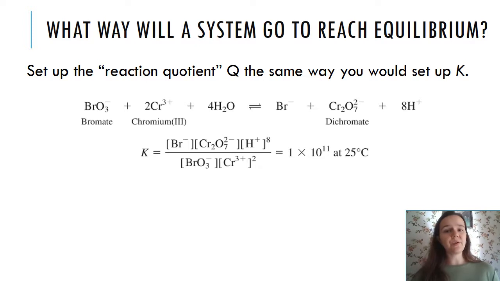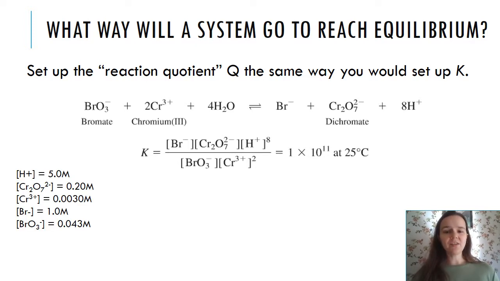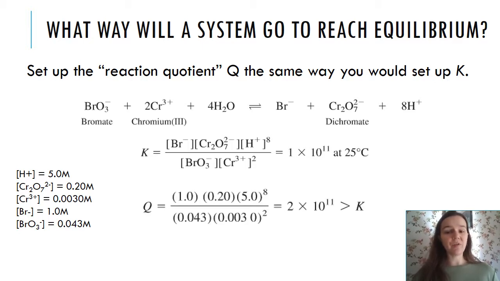Now, if you want to know whether something is at equilibrium, you take a look at the concentrations. So here are some concentrations for you. You plug those concentrations where they go in for K. But because we don't know it's at equilibrium, we call it Q for reaction quotient. Once we plug those in their respective locations and calculate, you get a number for Q. In this particular case, the number for Q is bigger than K. Q ended up being 2 times 10 to the 11. K is just 1 times 10 to the 11.